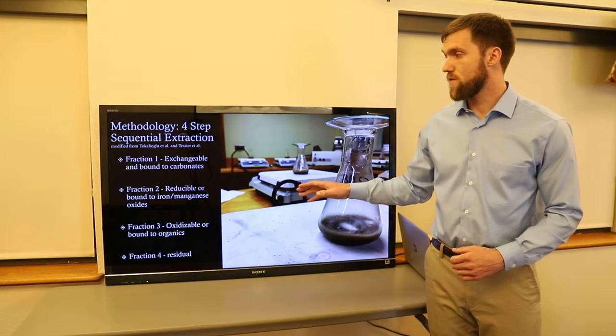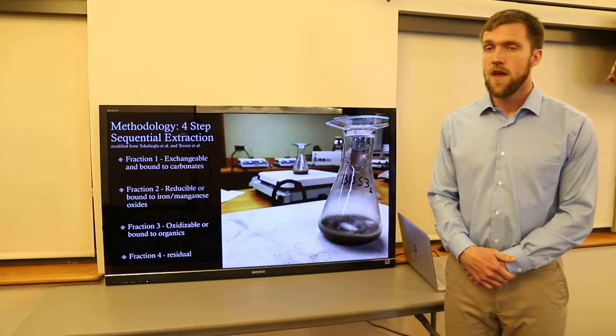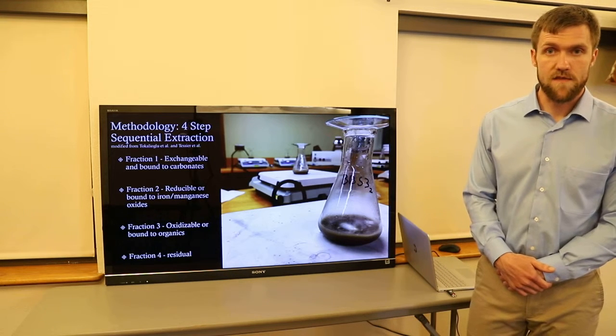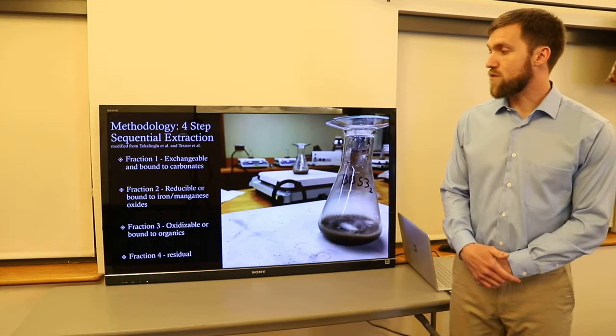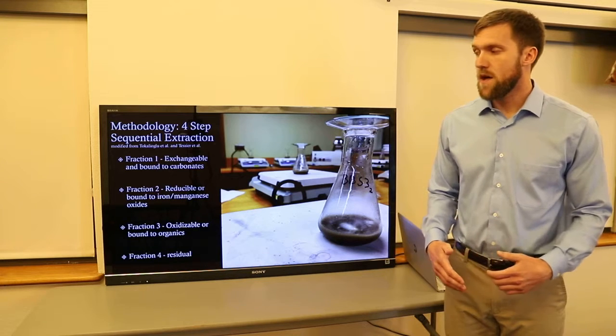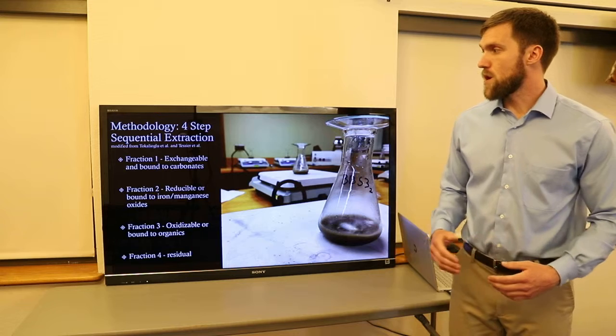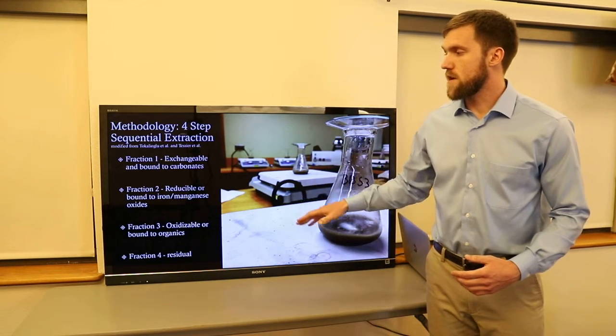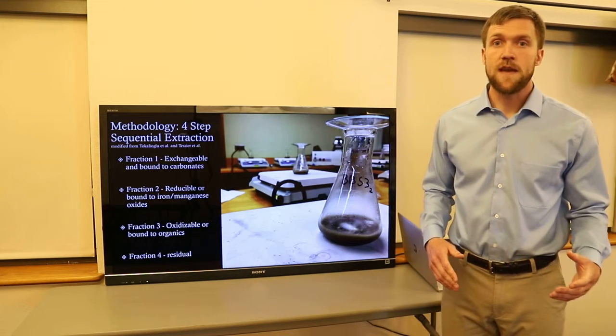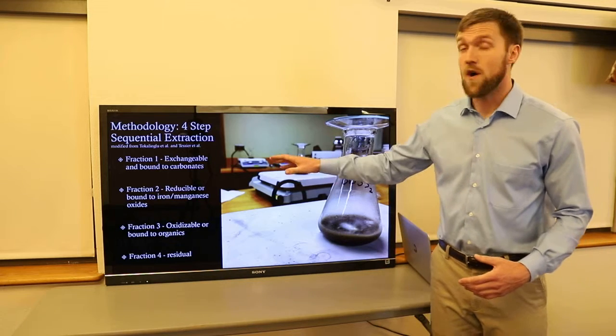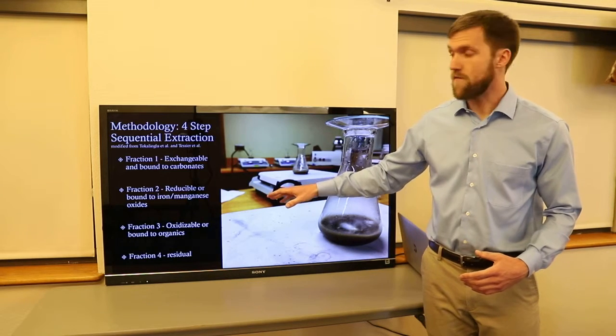Moving on to fraction 2, this looks only at reducible metals and those bound to iron and manganese oxides. Fraction 3 looks at oxidizable metals, or metals that are bound to organic substances. So up through fraction 3 is really what we might be able to see in the environment, with fraction 1 being the most available of those first 3 fractions.